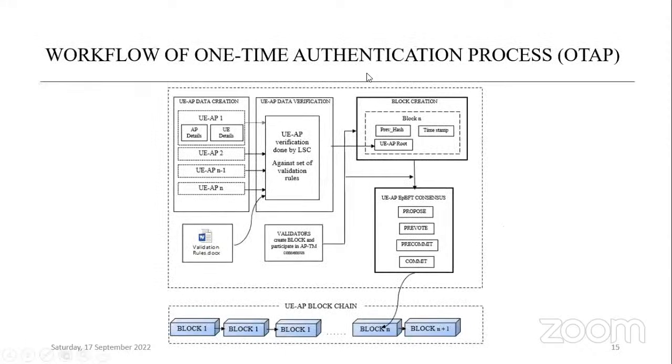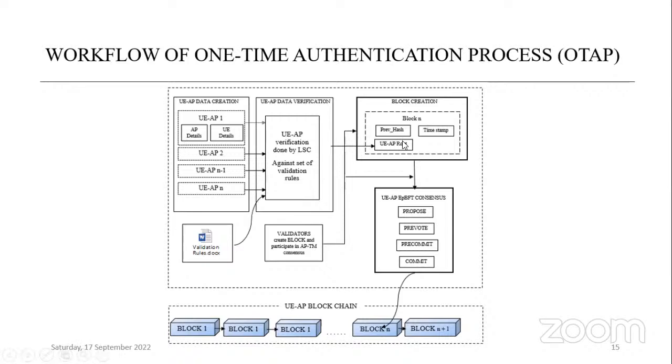This is the process involved in the one-time authentication process. First, for a particular duration of time, here we have taken 10 minutes, we will be collecting all the user equipment and access point requests that were registered in the system. All the requests will be sent for verification, and the verification will be done by the set of existing nodes available in the blockchain network. Once all the requests are verified, the block will be created. In the block creation process, we are using the hash function and combining all the transactions to create a Merkle root, and with that Merkle root we are creating a block.